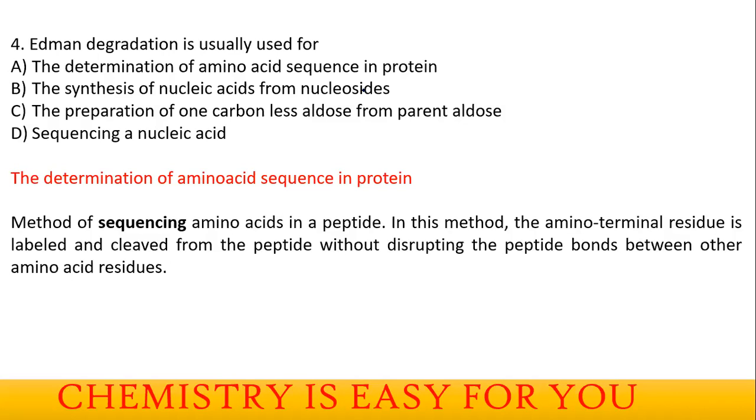So what happens? In Edman degradation, the amino terminal residue will be labeled and it will be cleaved from the peptide. The other part of the peptide will not be disrupted or disturbed. Only the terminal group will be labeled and cleaved. And in this way, the whole sequencing can be done. So Edman degradation is used to determine the amino acid sequence in protein. Option A is the right answer for the fourth question.